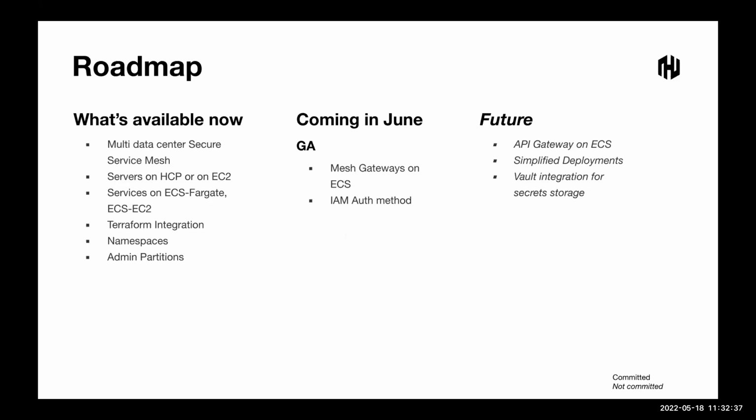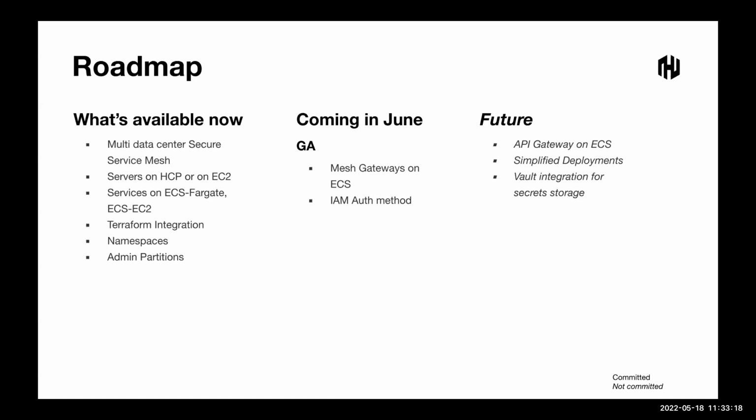And the last two features, namespaces and admin partitions, which were demoed today, are our two enterprise features that we added support for in the last release. And what's coming up in June is first-class support for mesh gateways on ECS itself. Today, if you have two ECS clusters, the mesh gateways have to be deployed in an EC2 instance. So instead, the user can actually deploy mesh gateways on ECS itself. Again, there will be a Terraform module associated with this for ease of use.